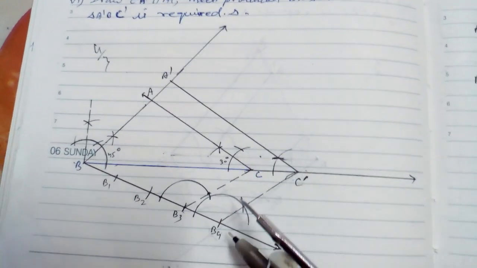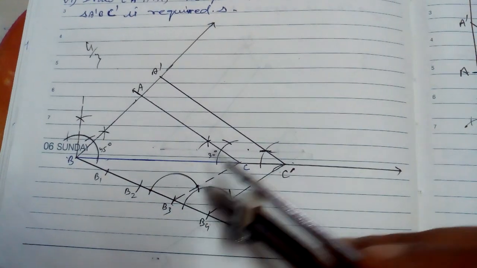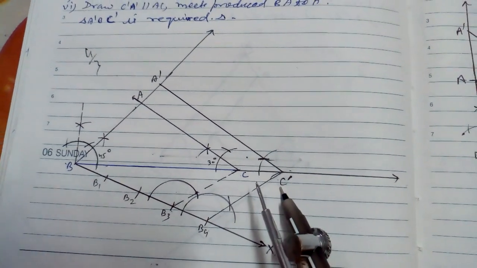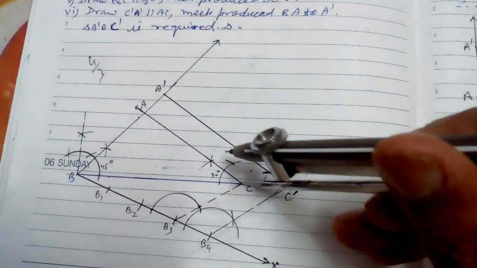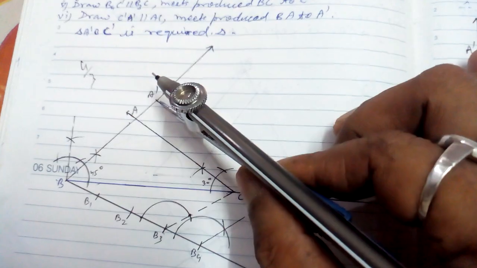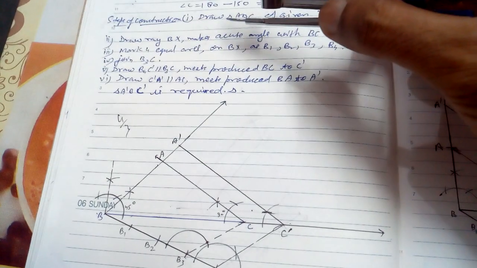From B3 we will join the end point. Then from B4, the numerator, from B4 we draw a line parallel to B3C meeting the produced BC at C dash. Then from C dash again you draw a parallel line. By compass we will draw like this, with equal angle. A line parallel to AC meets the produced BA at A dash. Triangle A dash B C dash is the required triangle. Everything is given in the steps of construction I have written.